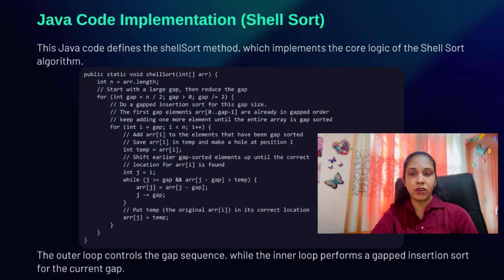Then Java code. Here's the Java implementation of Shell Sort. The outer loop controls the gap, starting from n divided by 2 and dividing by 2 each time. The inner loops apply insertion sort logic for each gap, and this allows elements to move faster towards their correct positions.